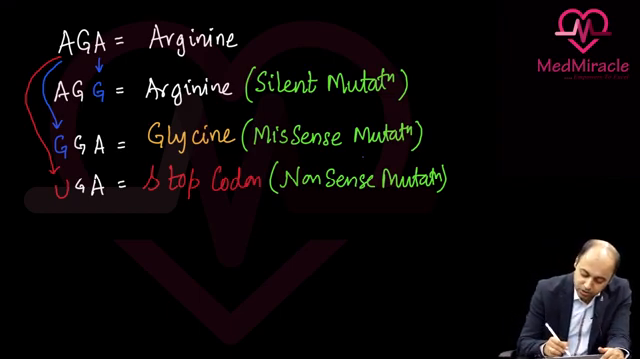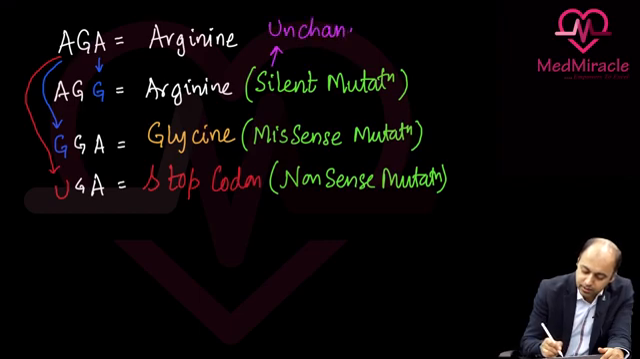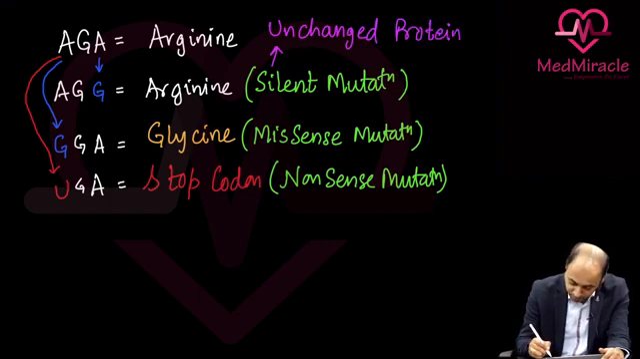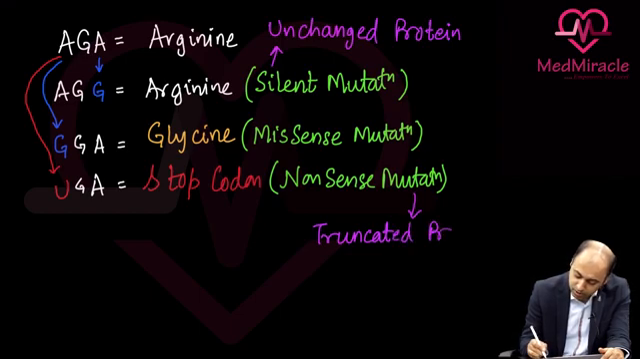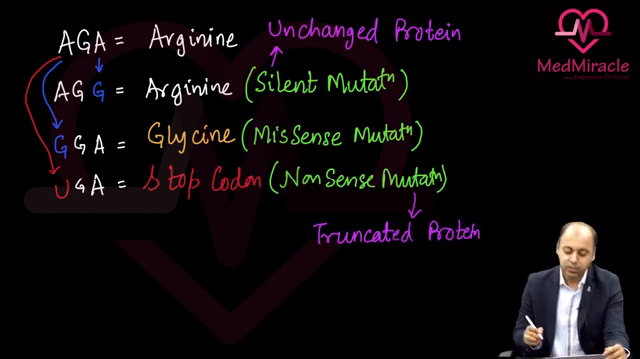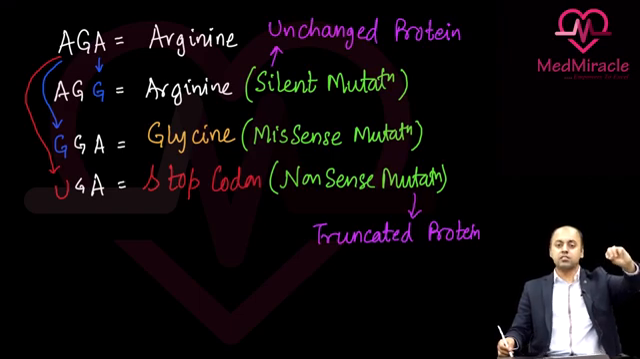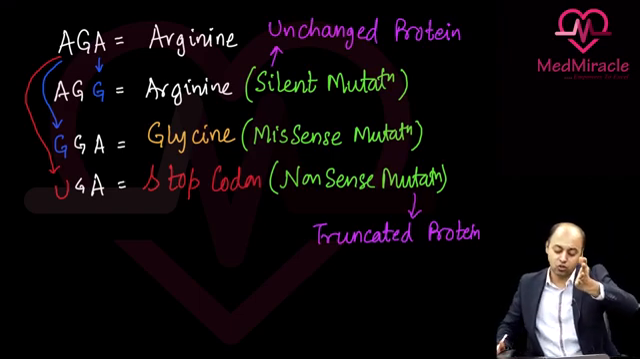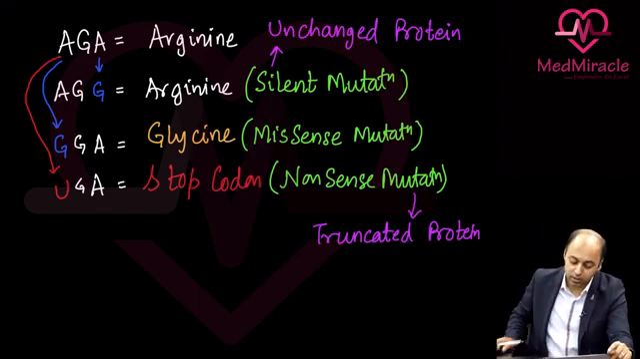In case of silent mutation, you get an unchanged protein. In case of nonsense mutation, you get a truncated protein. Truncated protein means the protein has become short. Wherever the stop sequence is synthesized, at that point the translation will stop. So you get a small protein which is called the truncated protein.